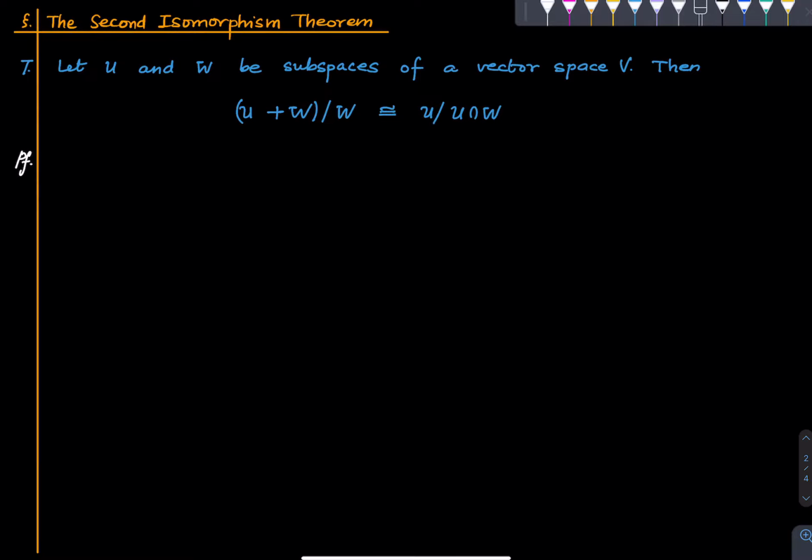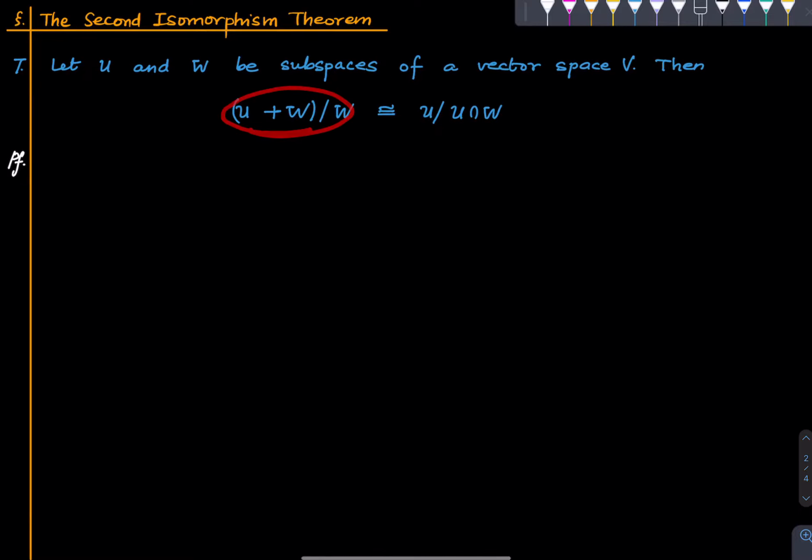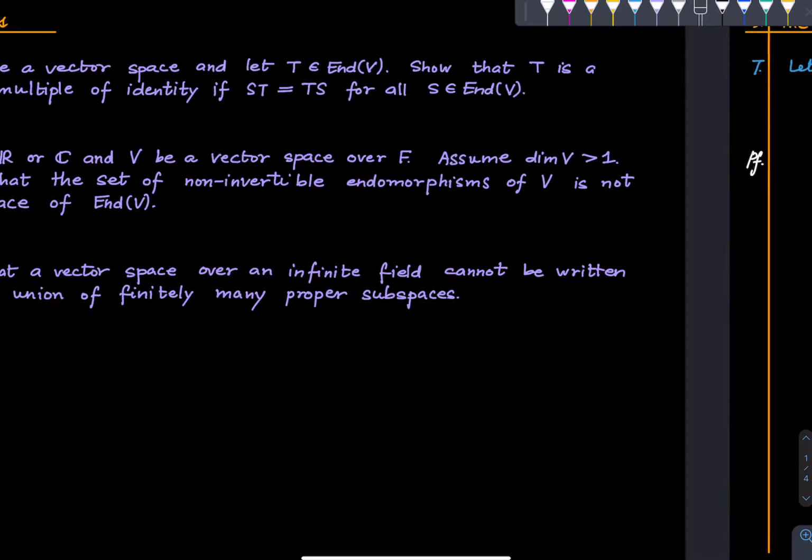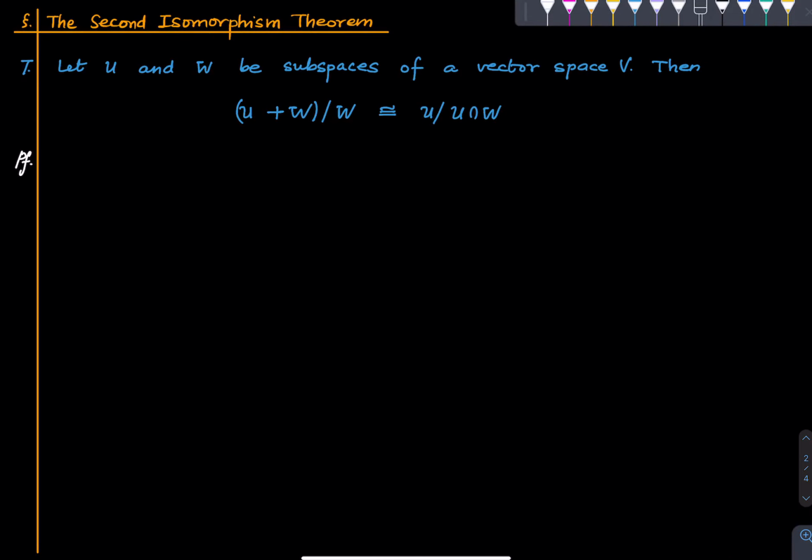The statement of the second isomorphism theorem is that if U and W are subspaces of a vector space V, where we assume that all our vector spaces are finite dimensional unless otherwise mentioned, then this quotient is a legitimate quotient because this contains that and this contains that. So both the quotients are legitimate. The second isomorphism theorem states that these two spaces are isomorphic.